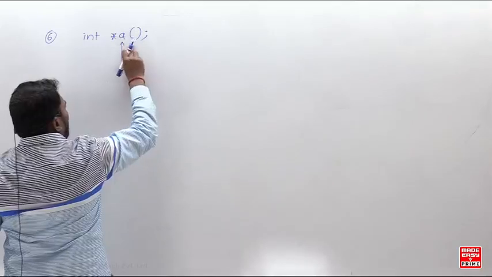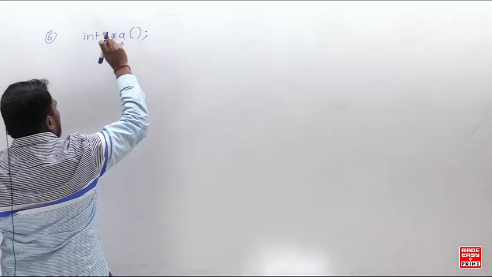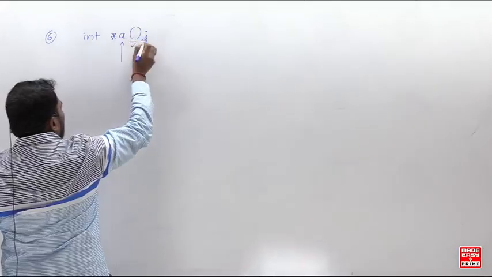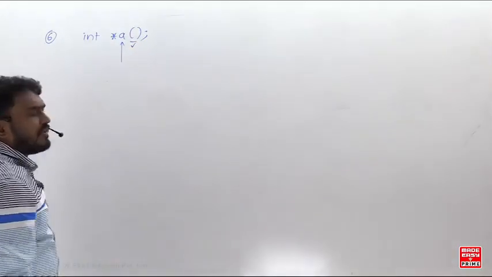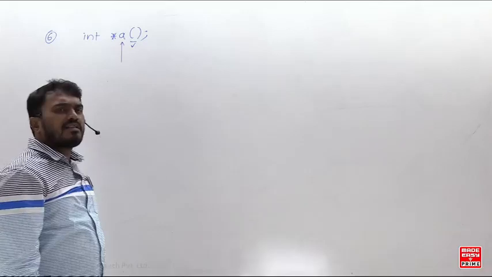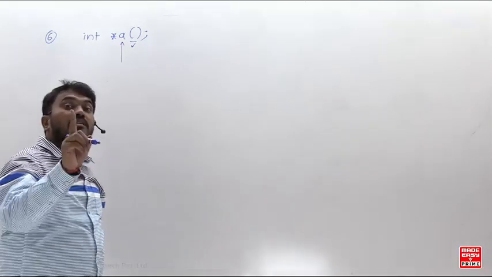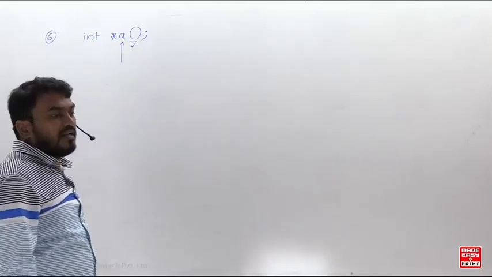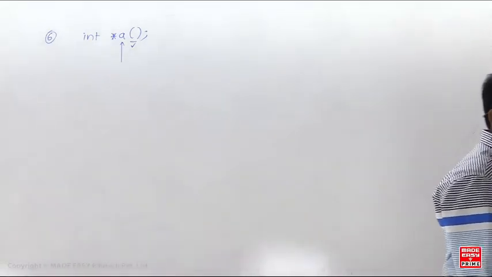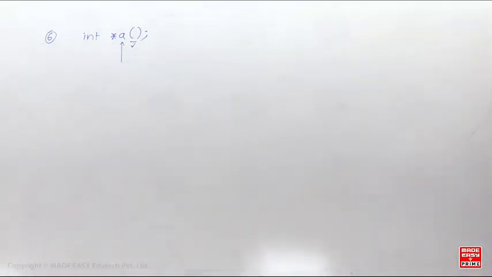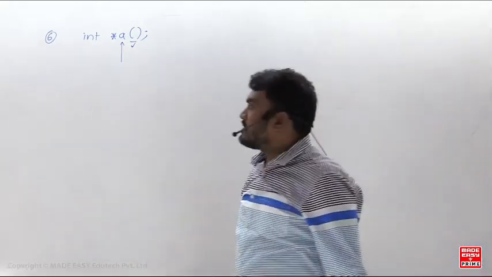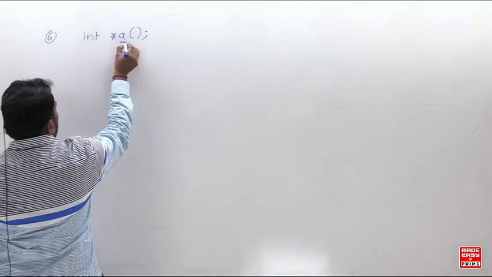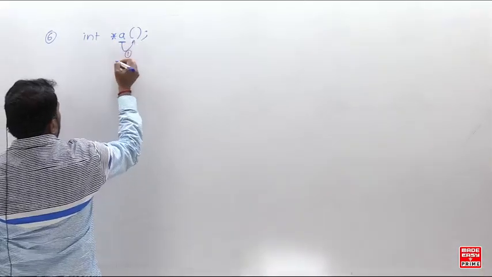Obviously, adjacent people only will fight. So this is a bracket and this is a star. Which one is having high precedence? This one is having high precedence. So what you have to say first? You should say A is a function, not A is a pointer. A is the function because this is having the high precedence. Remember, you have to say this first.